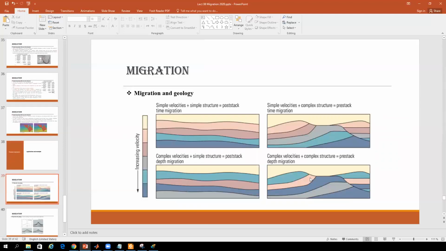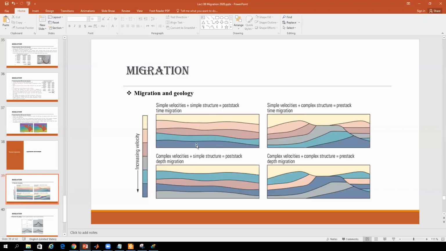Some examples and some applications of the pre-stack migration and the post-stack migration, time migration and depth migration. Because we have a very long list of migrations, and those migrations perform in different domains and under different assumptions, which one will be applied for which scenario? If we have simple velocity and simple structure, simple velocity means we believe that the velocity is increasing with depth, and simple structures means all the layers are continuous and there is no problem, then in that case we can use the post-stack time migration.